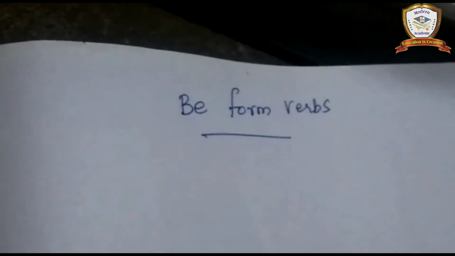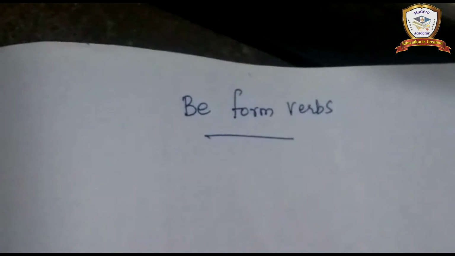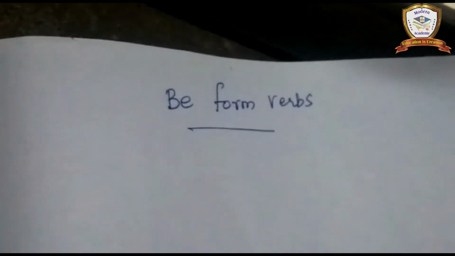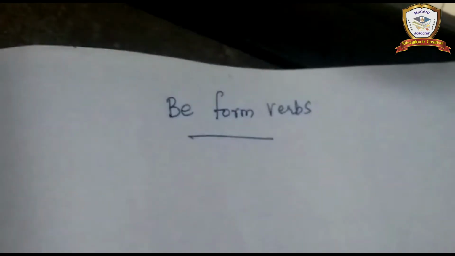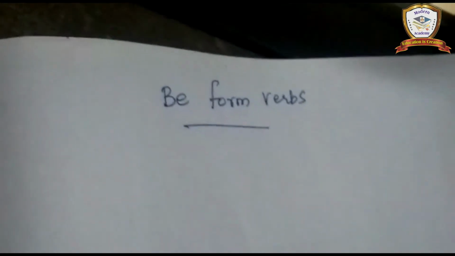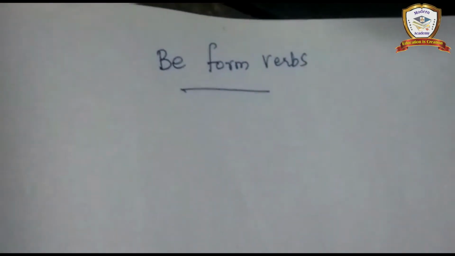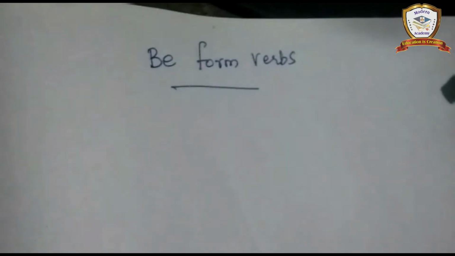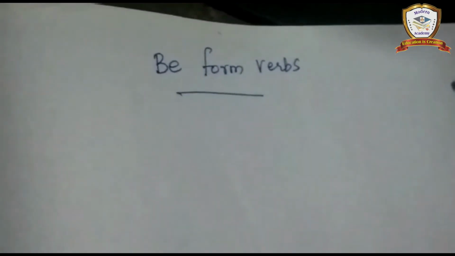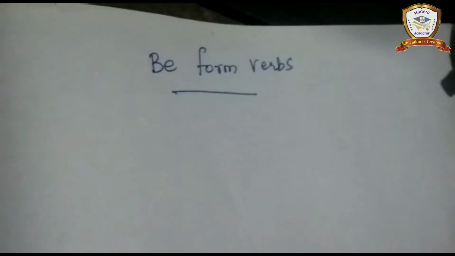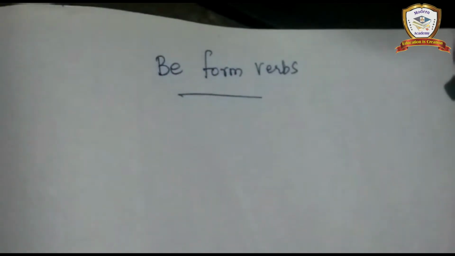Dear students, already we have seen what is verb and what is the classification of the verb, and in that classification we have seen the auxiliary verb. Auxiliary can be divided into 3. So we have seen primary auxiliary, modal auxiliary, and then semi-modal auxiliary, isn't it? So today we are going to see the primary auxiliary verb. Already we have said, B form verbs only we are going to see.